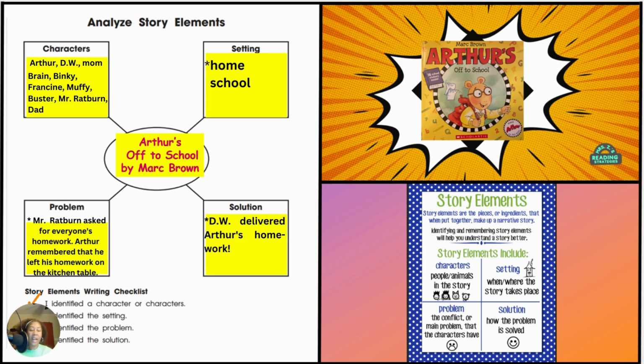So let's look at our checklist. Story elements writing checklist. Did we identify the character or the characters in the story? Yes, we identified major and minor characters. Did we identify the setting of the story? When and where the story takes place? Yes, we said home or school. Did we identify the problem in the story? Yes, we did. And did we identify the solution? Yes, DW to the rescue.